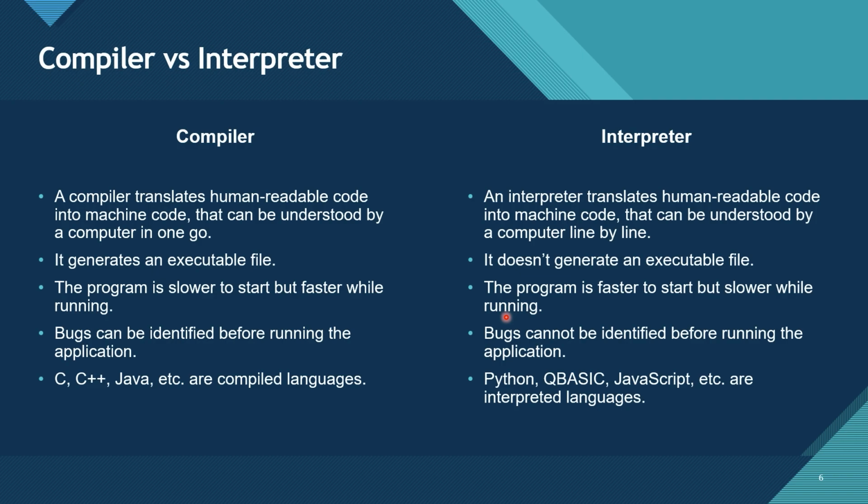Every time, you have to execute a line, right? So it has to translate that. So that's why the program is slower while running. Now this is the advantage of the compiler: bugs can be identified before running the application.